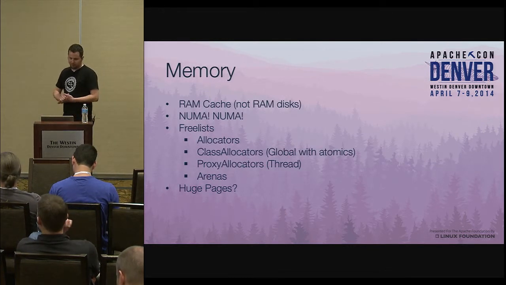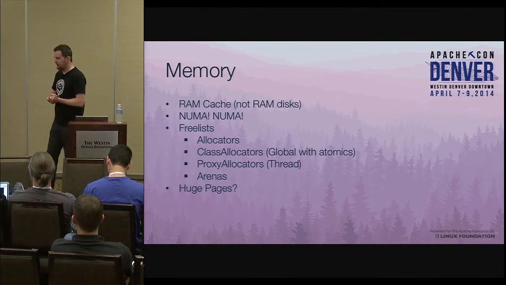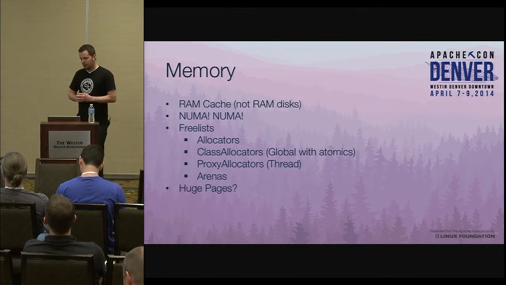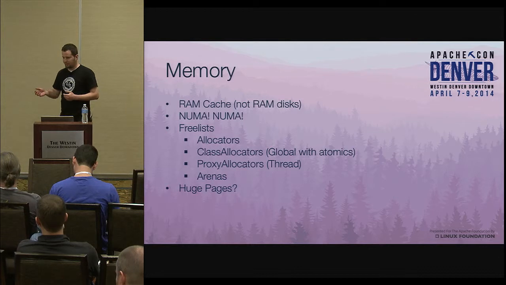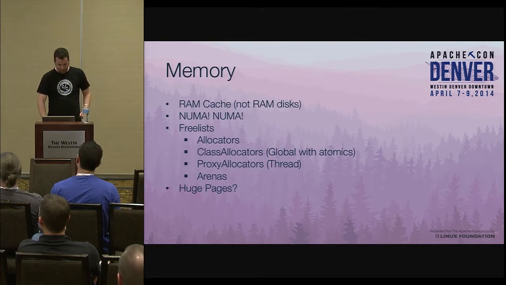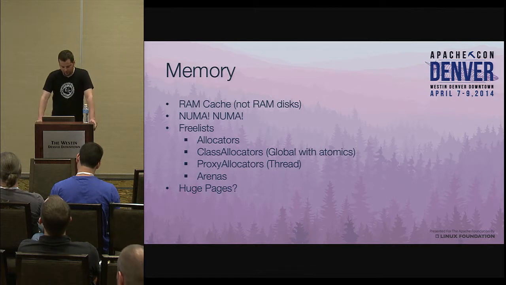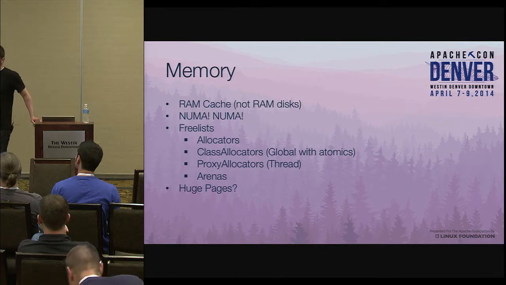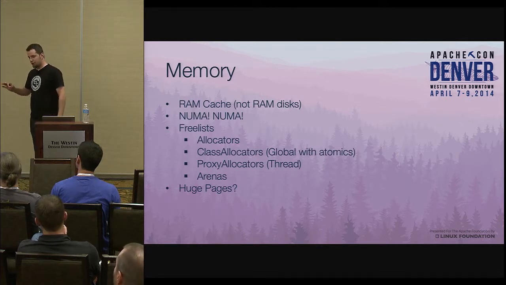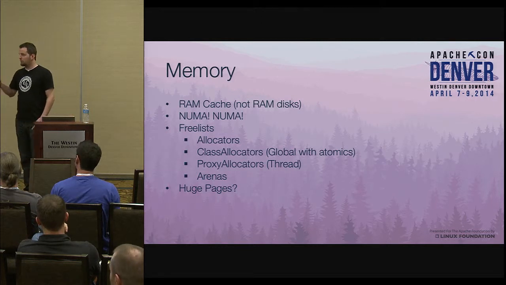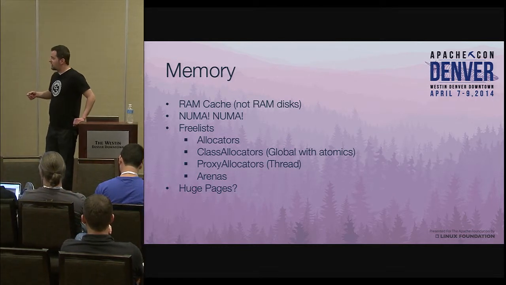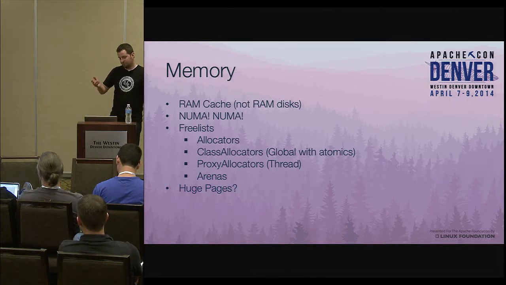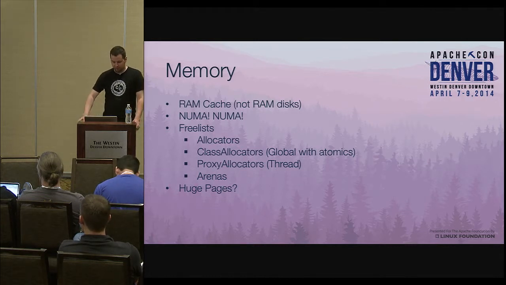Right. Memory. So ATS does a lot of fun stuff with memory. Memory being fast is really important because CPUs are so fast these days that most of the time that's wasted is stalls on the CPU waiting for memory. So the stuff we do in this area is really important. One of the things that we have is a RAM cache. And this is not a RAM disk. This is actually a RAM cache per storage device where when you have something that's hot, an object that's hot, it gets stored in the RAM cache and served directly out of RAM, so you don't have to do disk I/O. So disk I/O is even worse than memory I/O as far as stalling the CPU.